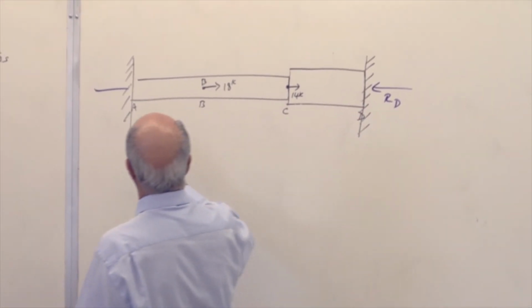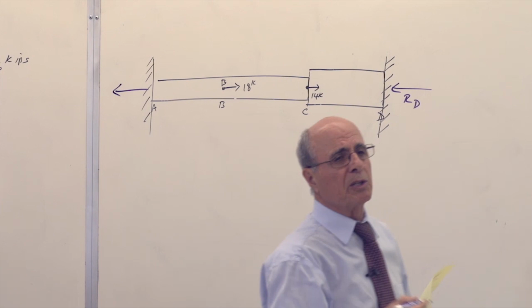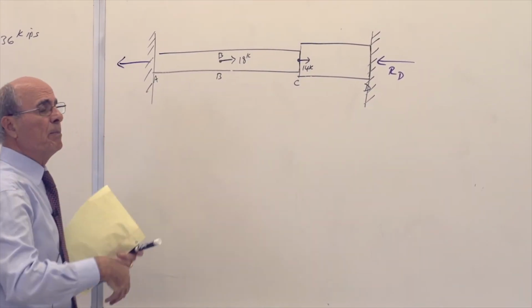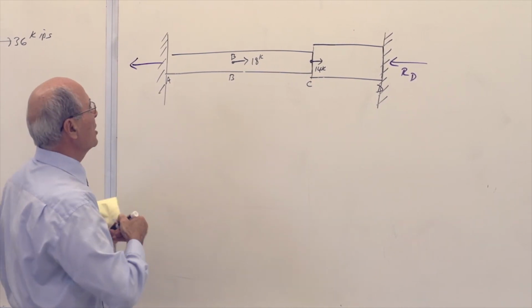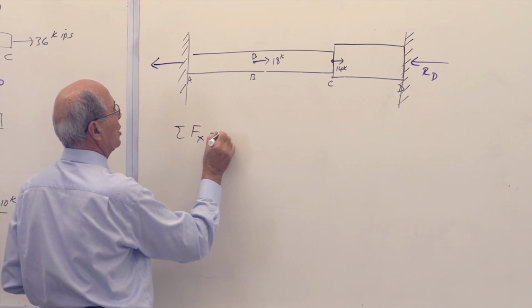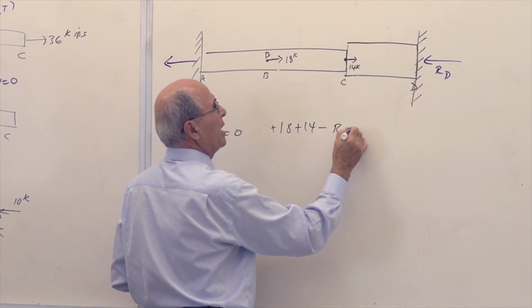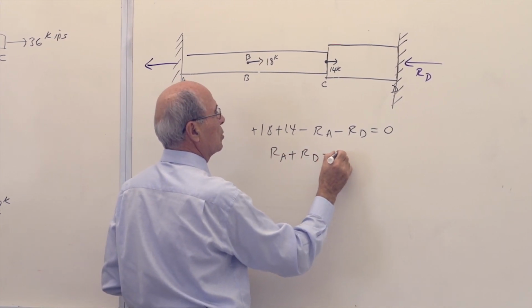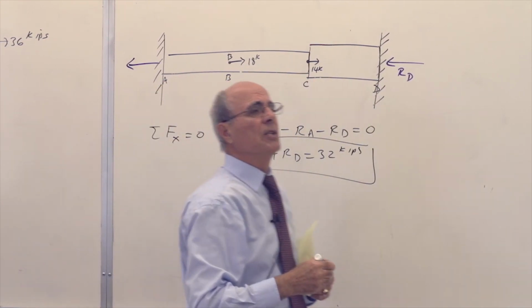However, this problem is a little bit simpler because both of them are going to the right. I'm using my reactions going to the left, most likely scenario. Is that correct or not? Yes? So what's my equilibrium equation? Notice you don't have any sigma y, you don't have any sigma m, because these are fixed, correct? But this is still an axially loaded member, so it's one-dimensional. All I can write here is sigma Fx equal to 0, which means plus 18, plus 14, minus RA, minus RD equal to 0, or RA plus RD equal to 32. Nobody argue with that: the sum of these two must be equal to the sum of these two. Is that correct or not?